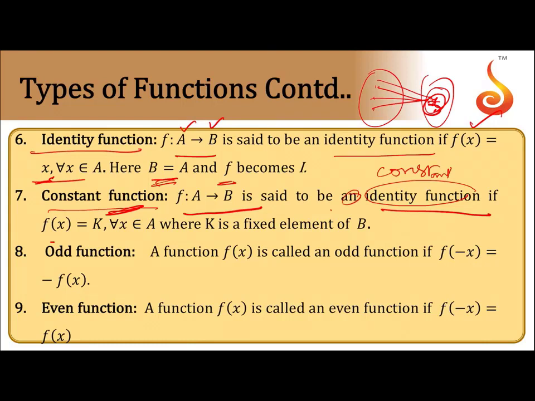A constant mapping: f of x is equal to k for all x belongs to A. That's called a constant mapping.